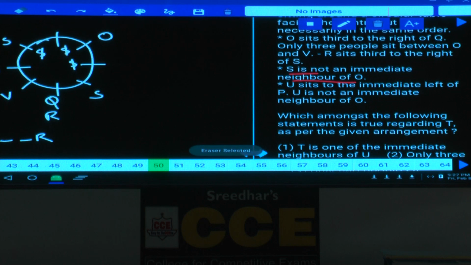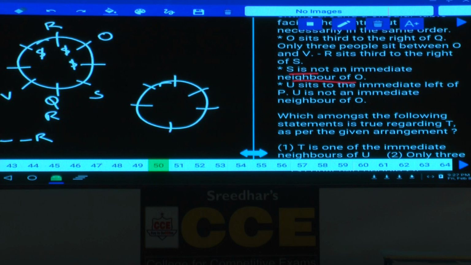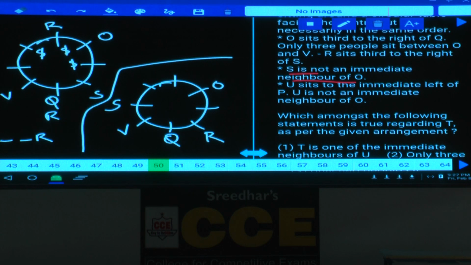Now, in the first case, let us take S at this place. If S is here, R sits third to the right of S, R will be here. And what is the second case here? 1, 2, 3, 4, 5, 6, 7, 8. Now, Q at this place, O will be here. If O is here, O and V are opposite to each other. If S is here, then R will be here, isn't it? Yes, tell me how many possibilities do we have? We have 2 possibilities.